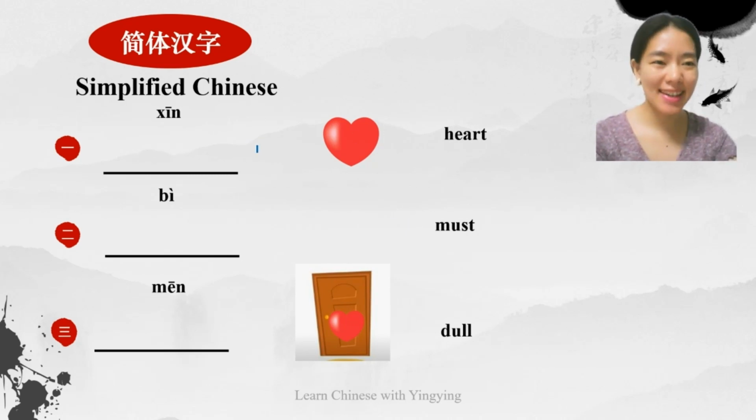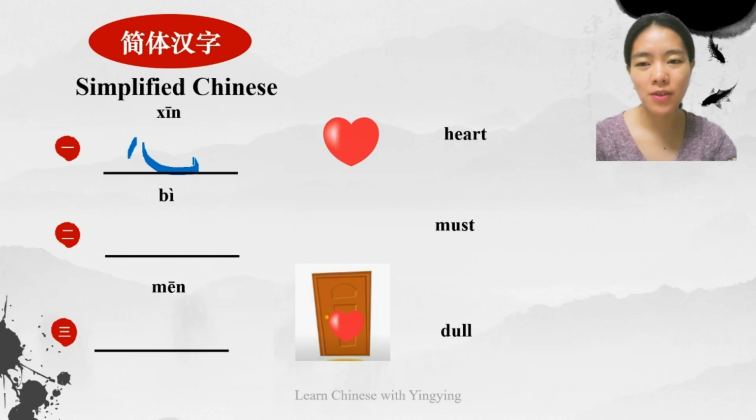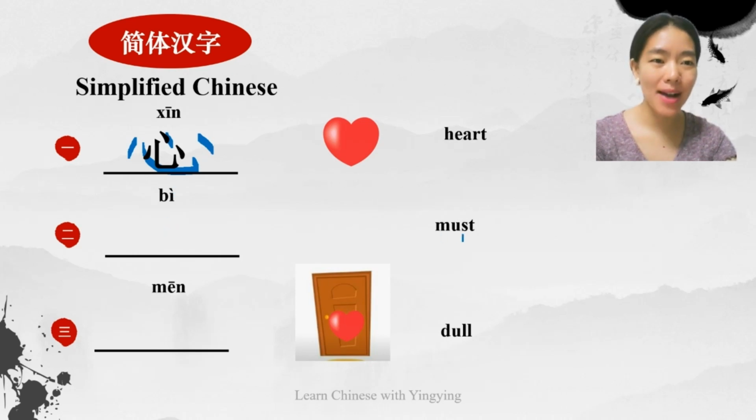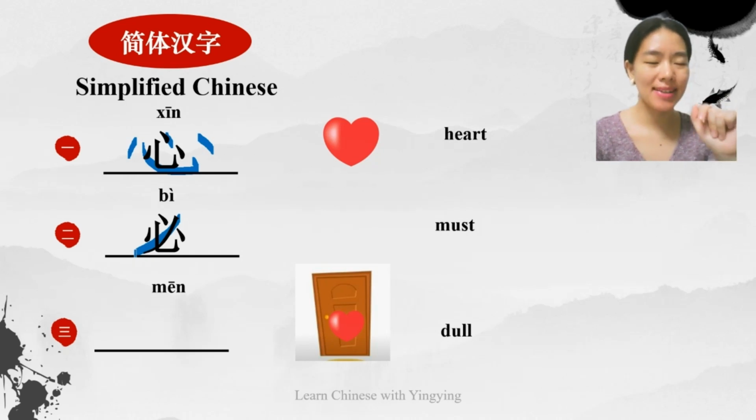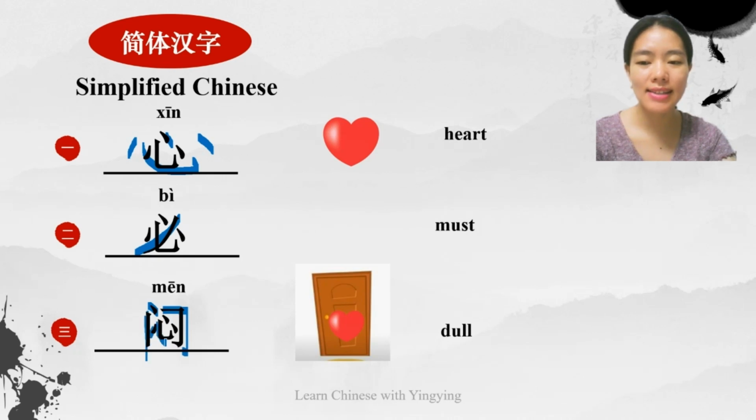So the first one is xin. I believe you can write it, isn't it? Xin, the shape of the heart, and the three dots symbolize vessels. And this one, bi, it means must. So compared to the heart, it just has one extra stroke. It's bi. Bi, it means must. And this one, men, it means down. So a heart inside a door. Outside is a door, and inside is the heart.